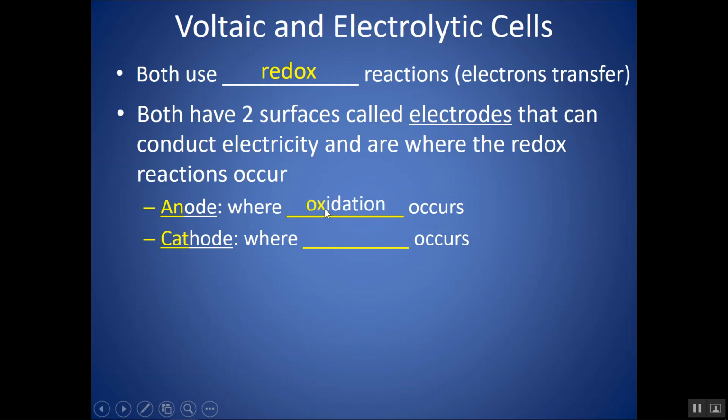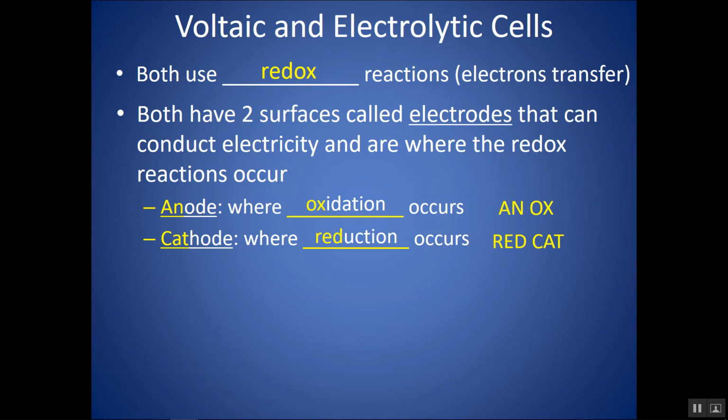The anode is where oxidation occurs. The cathode is where reduction occurs. So know those terms. A shortcut or a little mnemonic device is An Ox, anode is oxidation, Red Cat, reduction is at the cathode. Okay? These pieces of metal may or may not be the things actually oxidized or reduced.